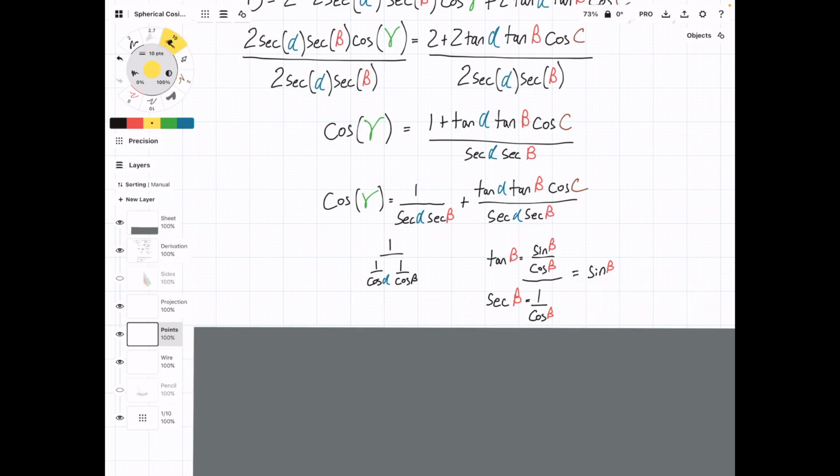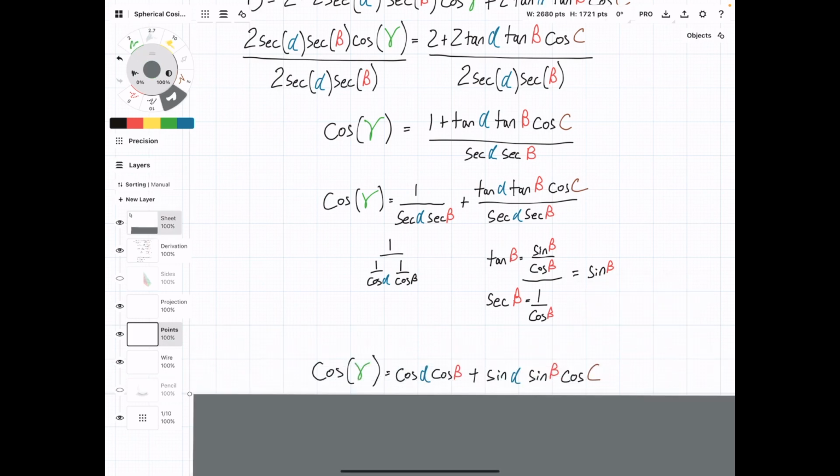So for the first element here, this whole function is equal to 1 over cosine of alpha, 1 over cosine of beta. So yeah, secant is 1 over cosine. Let me just move down, and it'll help to see what happens. So the whole first element here turns into cosine alpha, cosine beta.